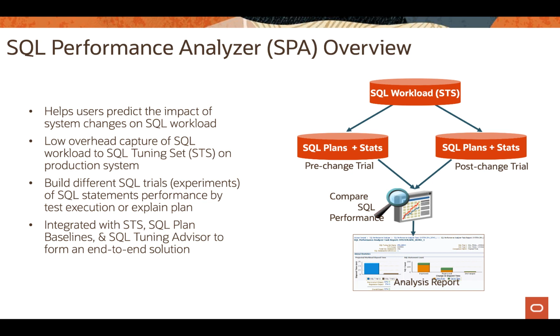And in step 3, basically you do the SPA validation in cloud. So you can either use Cloud Control or Enterprise Manager Express, as well as APIs are supported. Trial 1 is built from STS, meaning convert from the SQL tuning set, and in trial 2, you will be running it against the cloud PDB. So test execute or explain plan. So there are different modes which you perform for your testing.